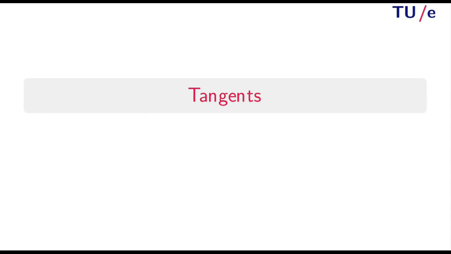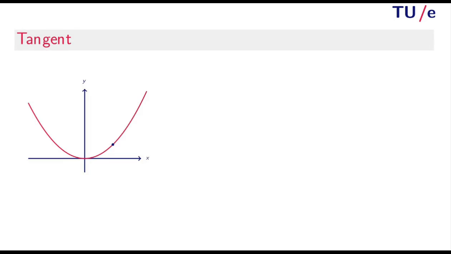Tangents. Consider the graph of a function and take a point (x, y) on this graph, the blue dot. Now we take a second point and we connect the two points by a straight line. If we move the second point closer and closer to our initial point, we find a tangent.